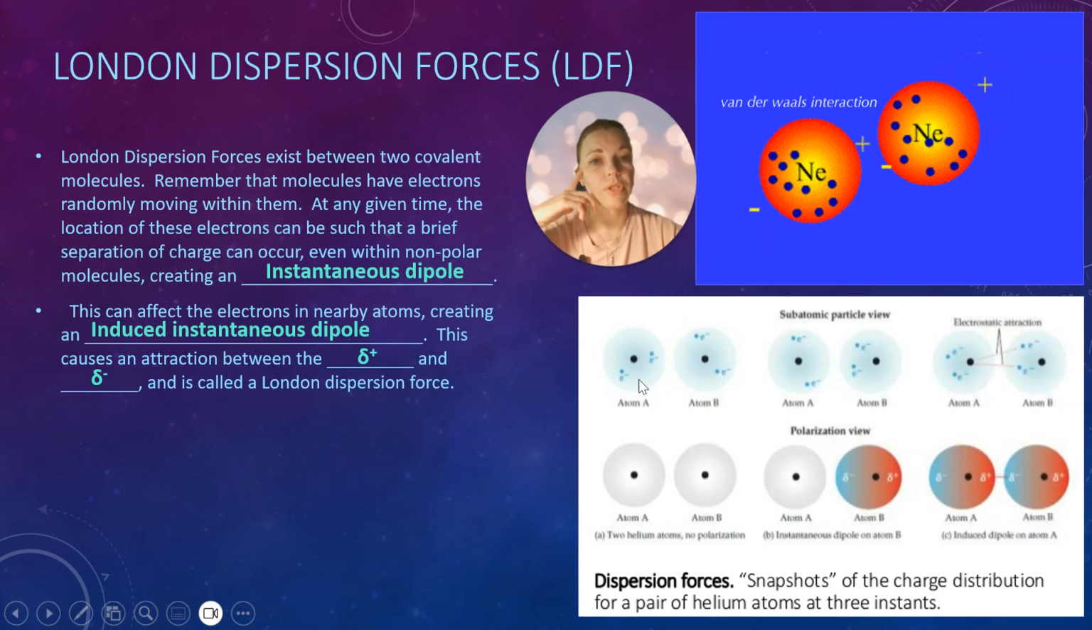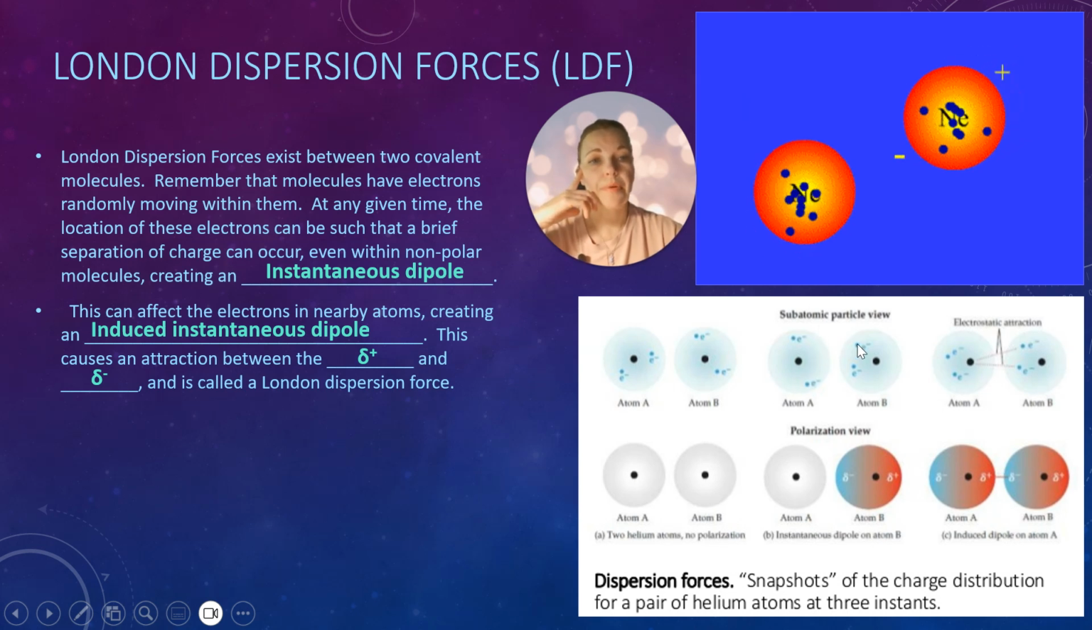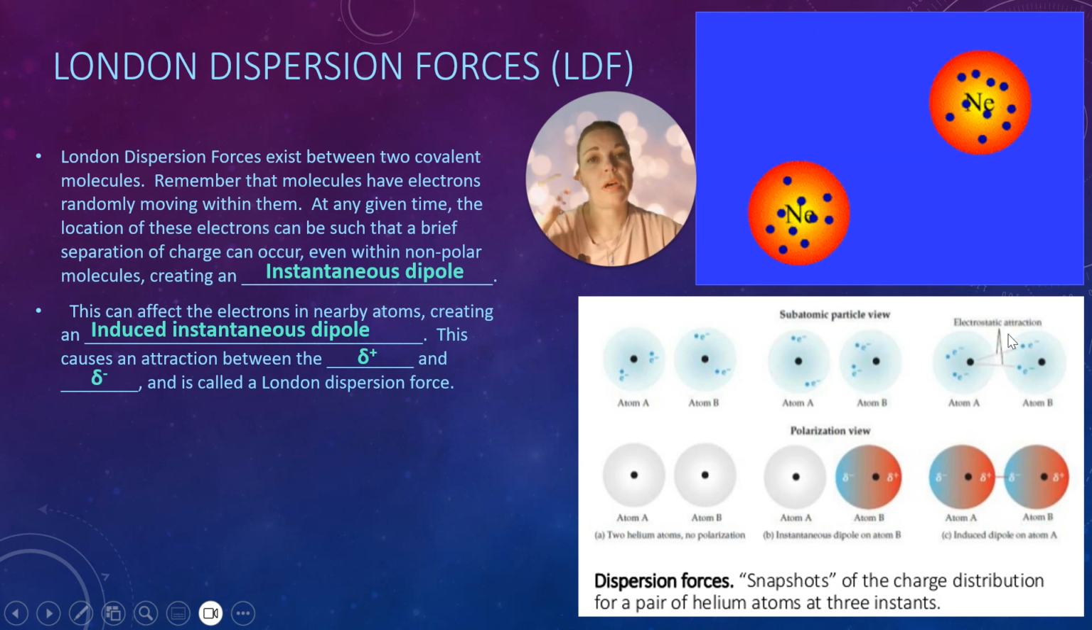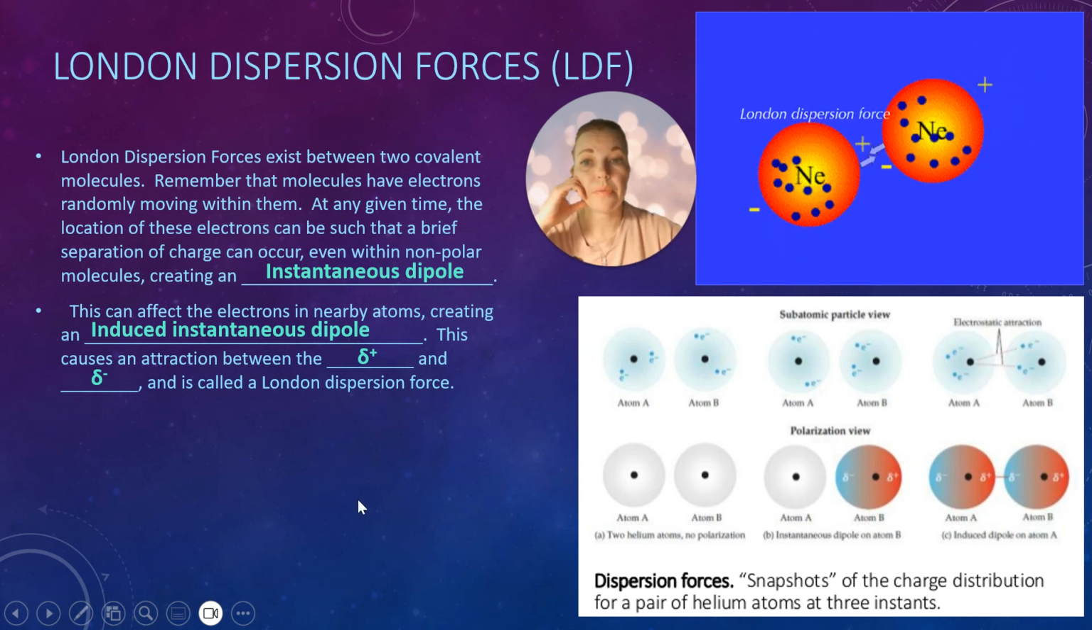Okay, so here's another graphic showing you. So here's atom A and atom B of two helium atoms with no polarization. Here atom A is not polarized, atom B has become randomly polarized, and then that sets up an impact. Atom B then impacts atom A. You can see that here. Atom B has this temporary instantaneous dipole that's partially negative here, and then that sets up this partial positive on atom A.